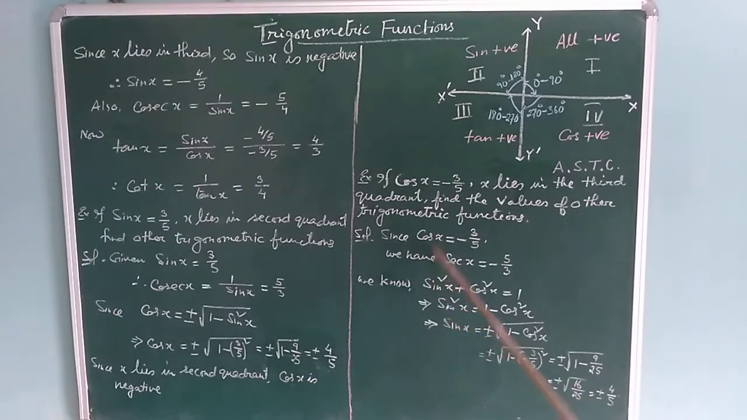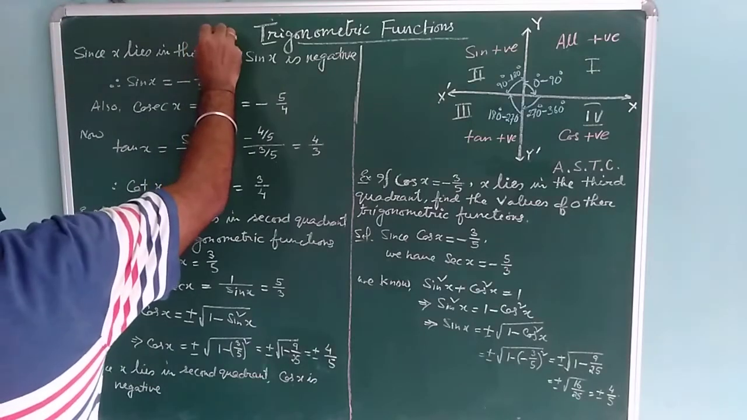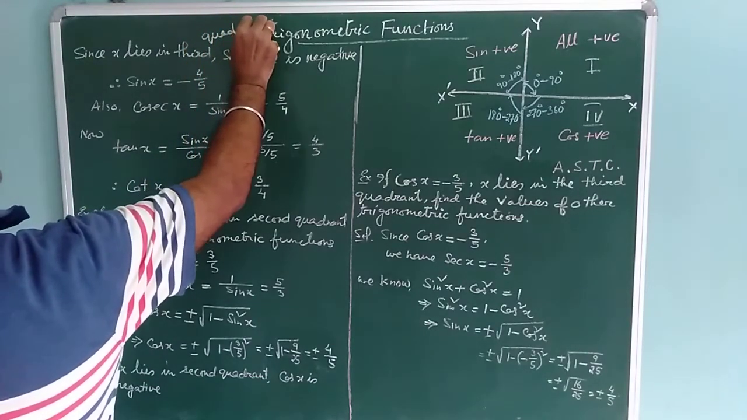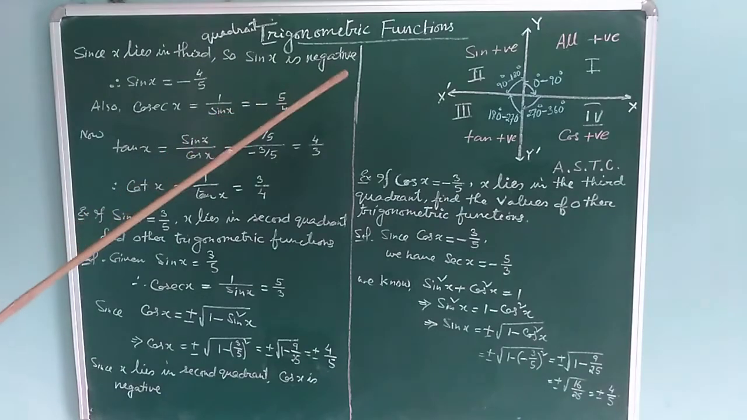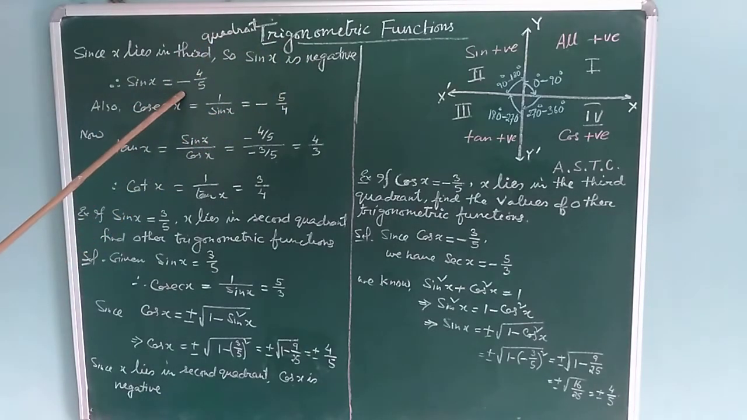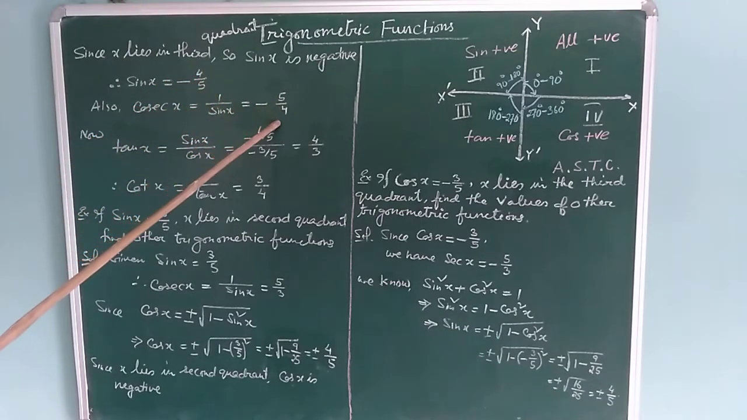Now x is in third quadrant, isn't it? Third quadrant. So in third quadrant sine must be negative. So we write like this: since x lies in the third quadrant, sin x is negative. So we get sin x equal to plus minus 4/5, and since it lies in third quadrant, we must take sin x equal to minus 4/5. Then the reciprocal of this is cosec, so cosec is what? 1 by sine. So we get minus 5/4.